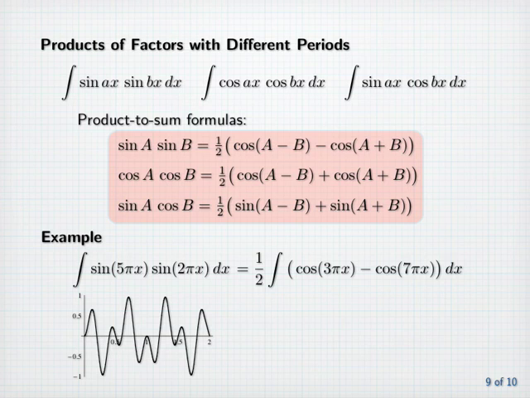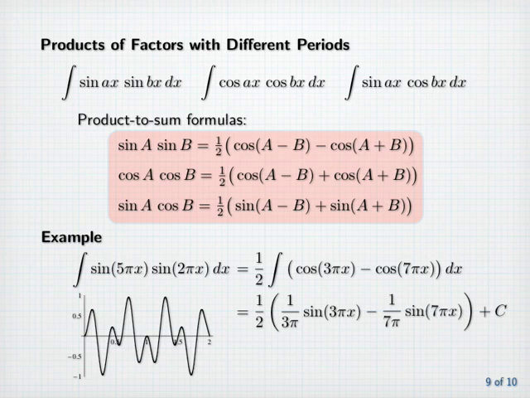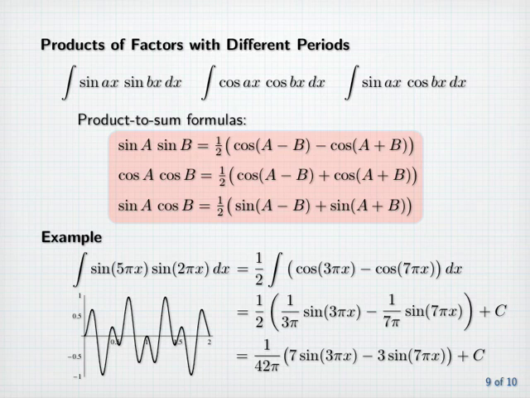The first term will give us a sine of 3 pi x divided by 3 pi, and the second term gives us minus sine of 7 pi x divided by 7 pi. Now let's factor out the least common denominator there, 21 pi, and we have 1 over 42 pi times 7 times sine 3 pi x minus 3 times sine of 7 pi x plus c.